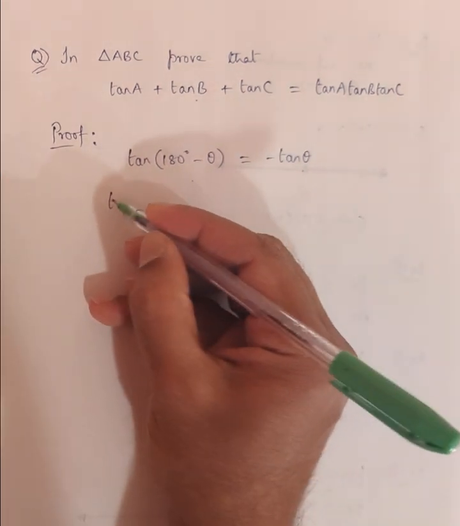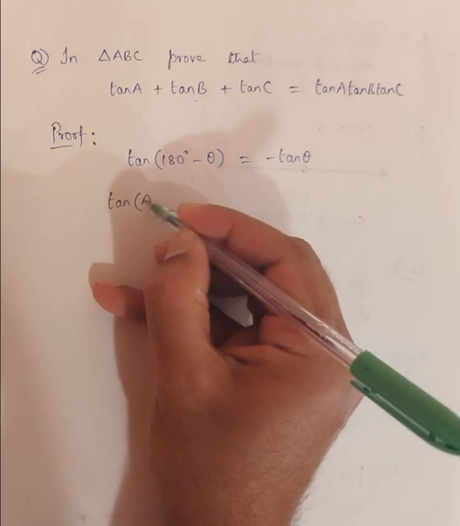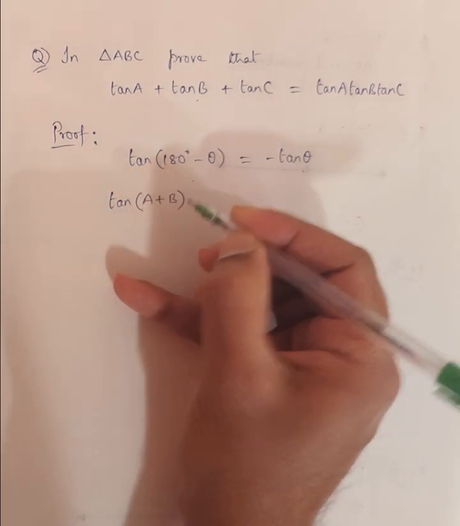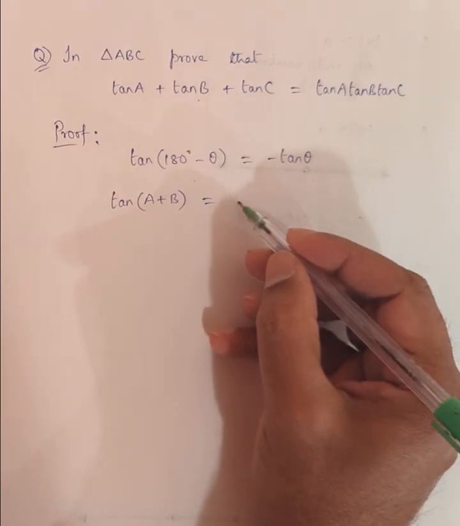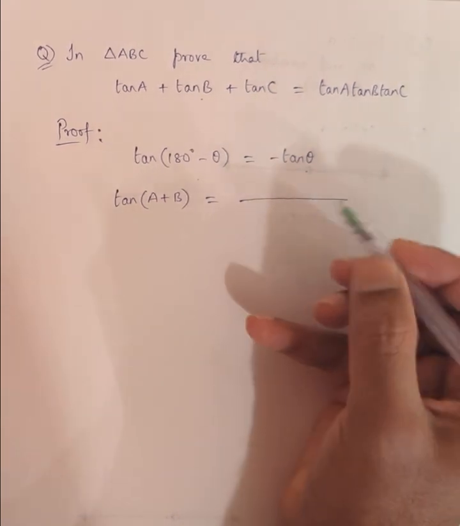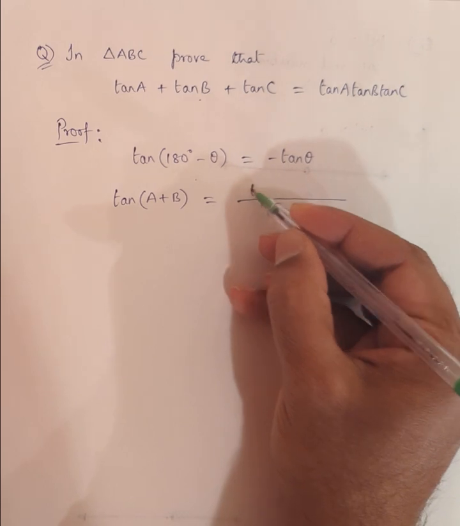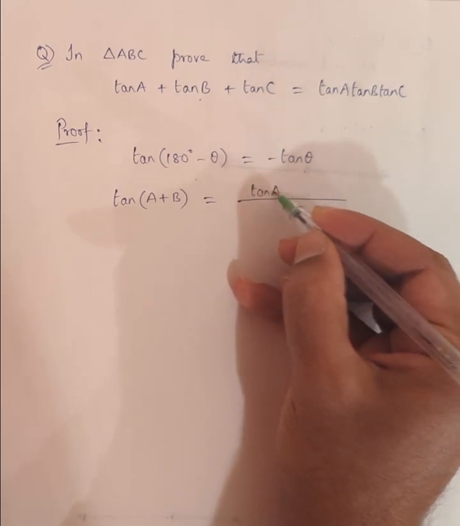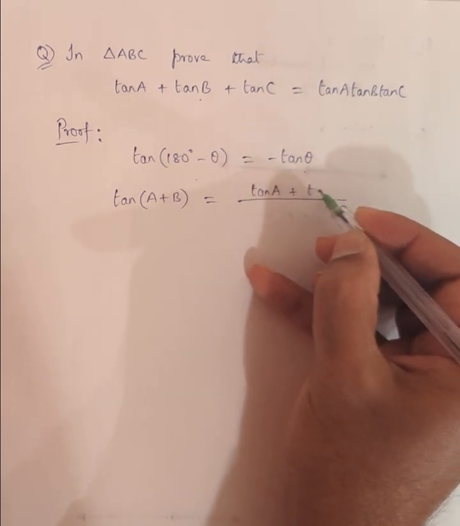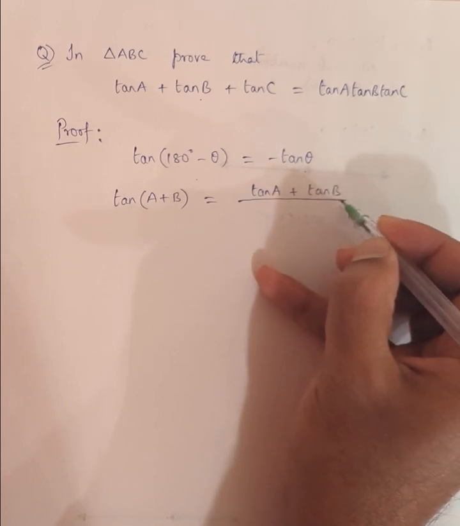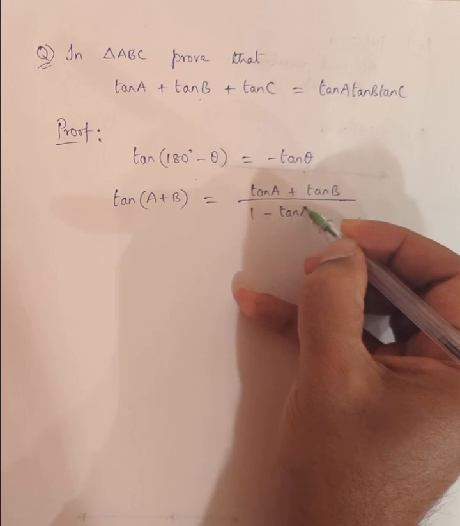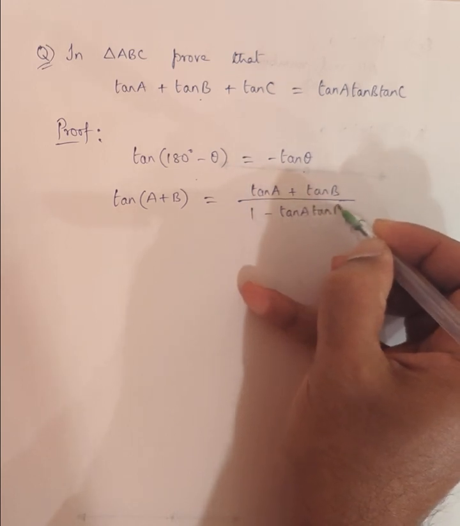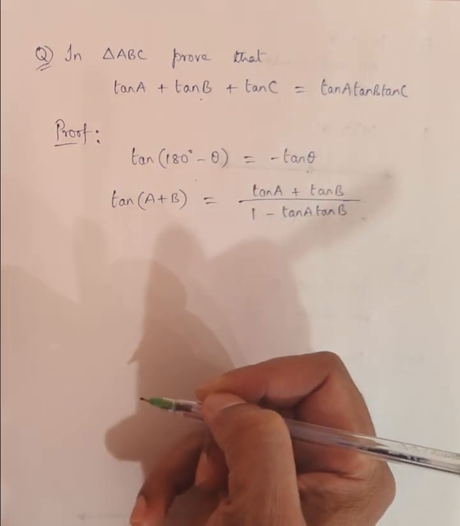And the other fact we want to recall is, if you have to add, tan of A plus B is a fraction where the numerator looks as though you're distributing the tan. So it's tan A plus tan B, and then the denominator is 1 minus tan A tan B. So we'll use these two facts.